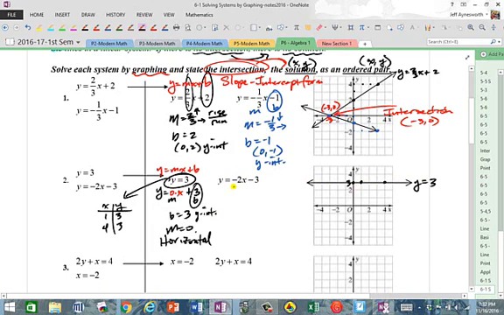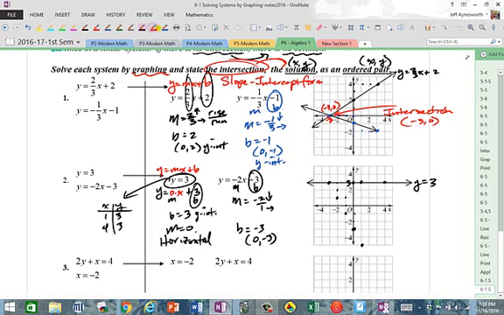Now on the second one here, m is -2. That means down 2, right 1. The y-intercept is -3, or 0, -3. So you have to start at -3 on the y-axis, and go down 2, right 1, which is right here. Reverse it. Up 2, left 1. Up 2, left 1. Oh my gosh, I just found the intersection right there.